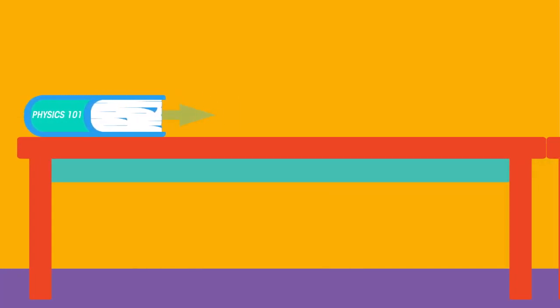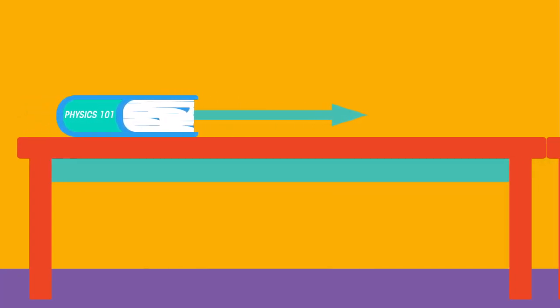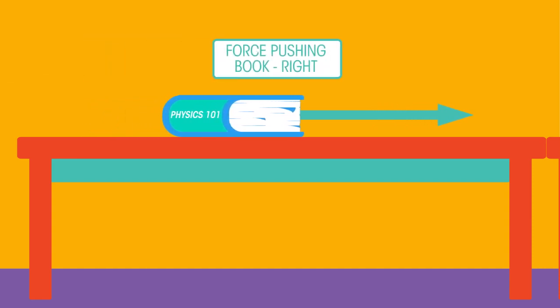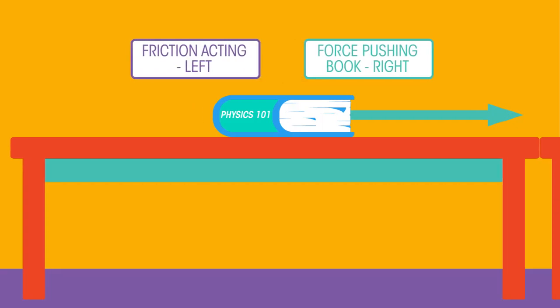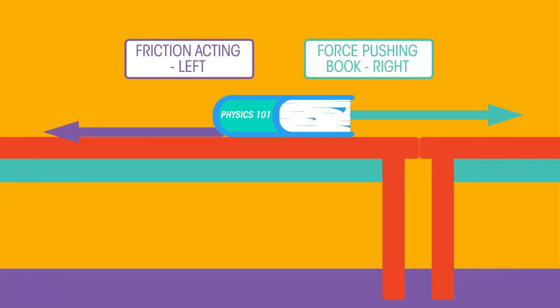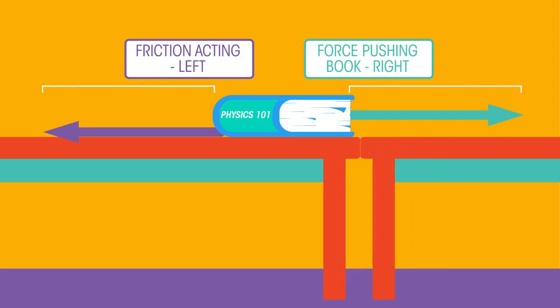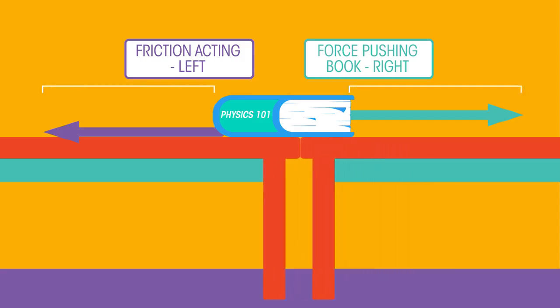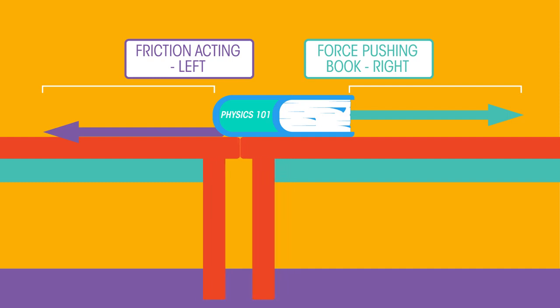Or pushing a book at constant speed across a table. The force pushing the book acts towards the right. The force of friction opposes this and acts towards the left. The arrow vectors are equal in length because the magnitude of these forces are equal.